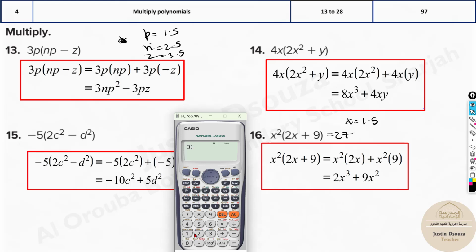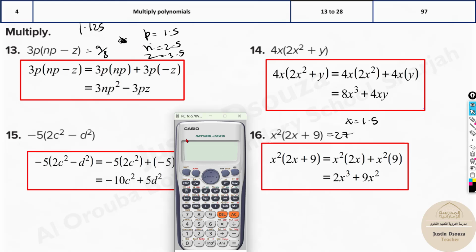3 times, what is p? It's 1.5. Close the bracket. Again, open the bracket. Multiplied with, what is n? 2.5 times p is again 1.5, and then minus z is 3.5. Now close the bracket. The answer is 9/8. Just write the answer. It's very important to remember it. It's also useful to use the decimal, 1.125. Generally, fractions are fine, but it's better to use decimals because sometimes your final answer might be in decimal only. It won't be in fraction.